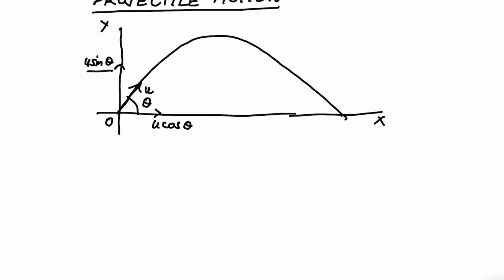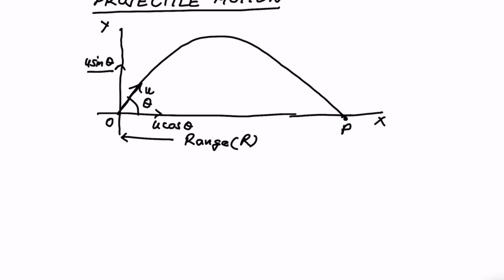Now the body starts its motion from O, and suppose it comes to the point P. Then this horizontal distance traveled by the body is known as the range. The body during the motion goes to a maximum height, say to the point Q. This is denoted by H. This is known as the maximum height.